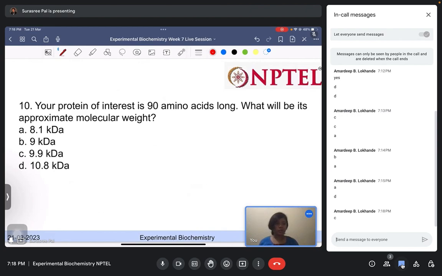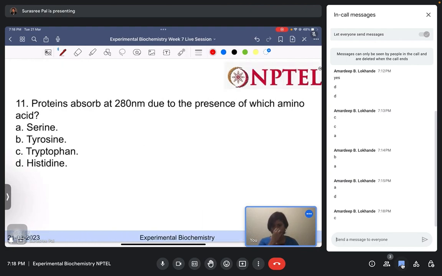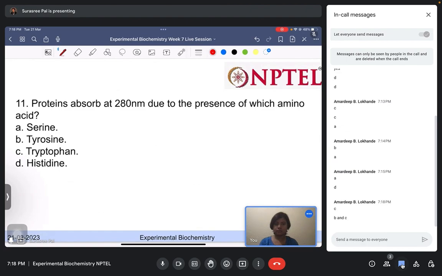Yes, so the protein is 90 amino acids long. So 90 into 110 Dalton will be its molecular weight, which is approximately 9.9 kilodalton. Correct? Next question. Yes. So the correct answer is tyrosine and tryptophan, which are responsible for the absorption of the protein at 280 nanometer.